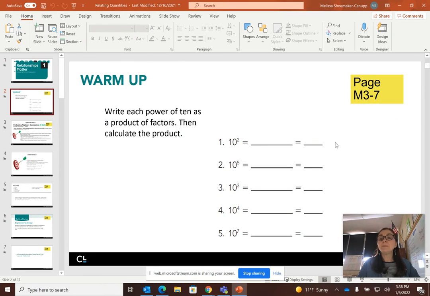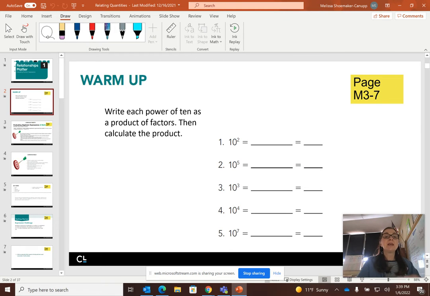So first up on page M3-7, remember that's module 3-7, we're going to warm up and think about powers. So this might be something new for you. That's why we're going to review quickly about what a power is. And I'm going to get my handy dandy pen ready. So we want to write each power of 10 as a product of factors. Remember, a product is the answer to a multiplication problem, and factors are the numbers that you are multiplying together.